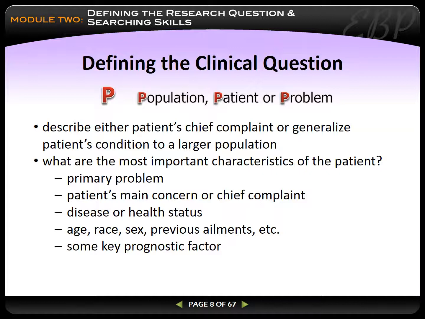So first, when you're defining a clinical question, you have to be specific, or else you'll be looking at a lot of literature. So is it young people, adults, elderly? What's their main concern or diagnosis? Is there an age group or some key prognostic factor that you're interested in addressing? And this will help narrow your search down.